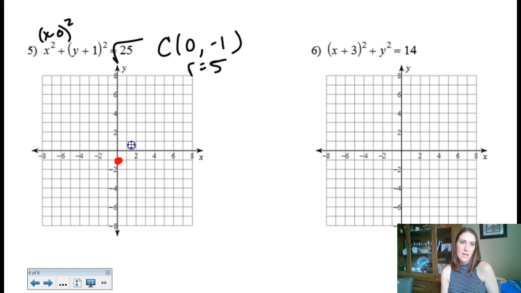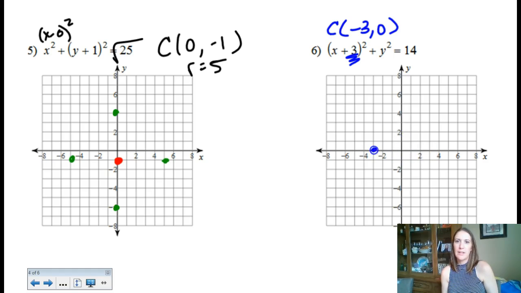And then going up 5 units, down 5 units, to the right, 5 units, to the left, 5 units. I'm pretty certain I'm not going to be able to make a circle there, so pretend and use your imagination. All right, your center location is at built-in negative, -3, 0.